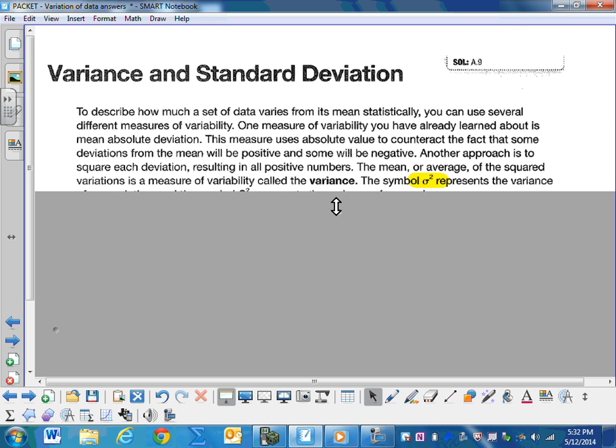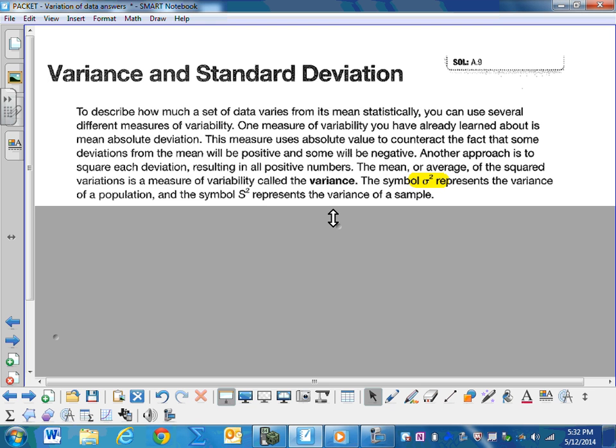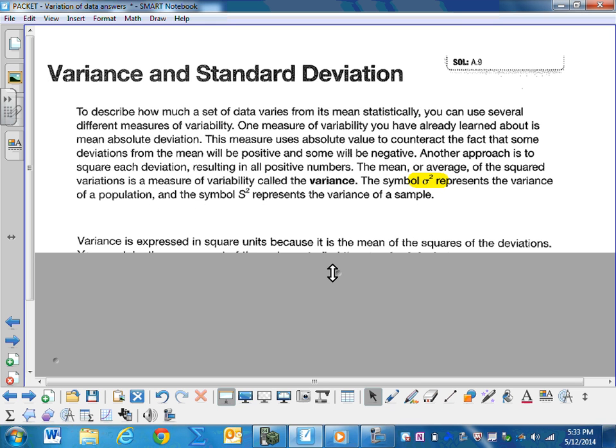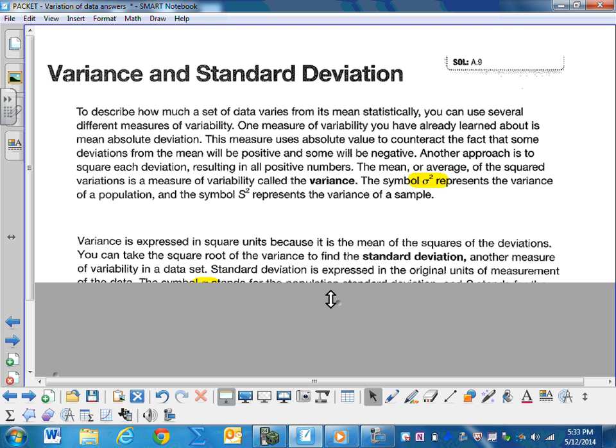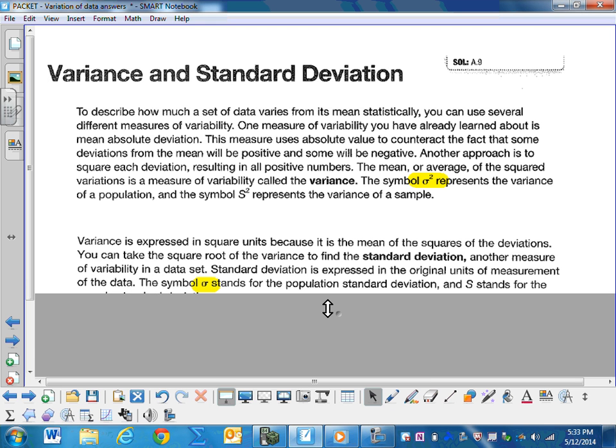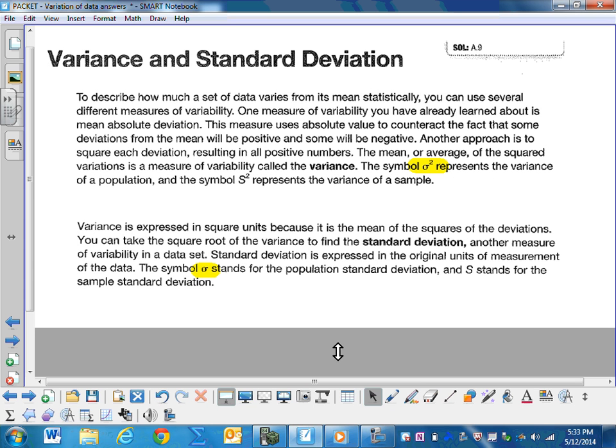The symbol sigma squared represents the variance of a population, and the symbol s squared represents the variance of a sample. Variance is expressed in square units because it is the mean of the squares of the deviations. You can take the square root of the variance to find the standard deviation, another measure of variability in a data set. The standard deviation is expressed in its original units of measurement of the data. The symbol sigma stands for the population standard deviation, and s stands for the sample standard deviation.